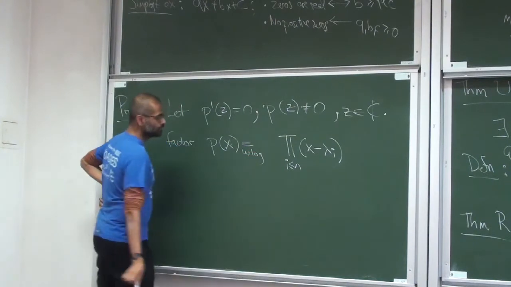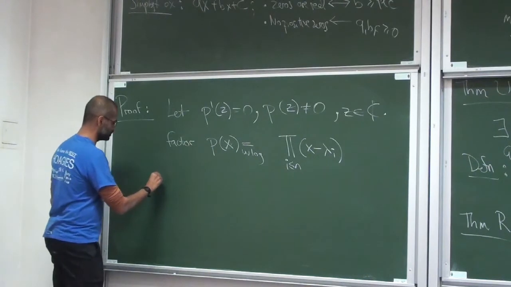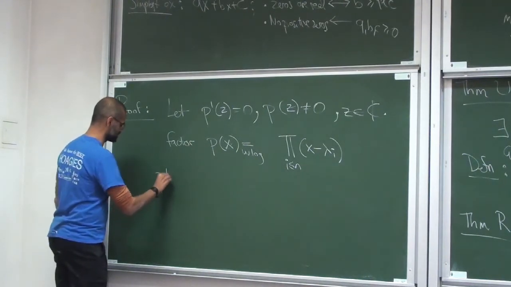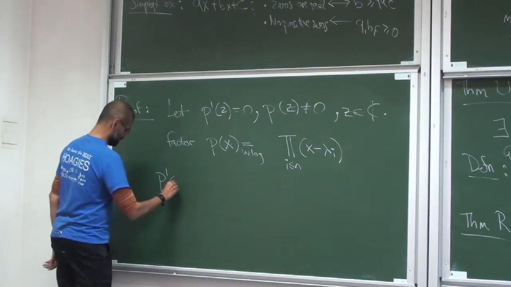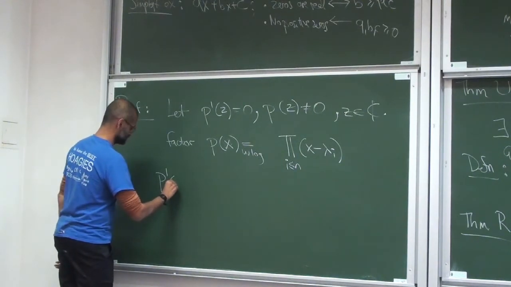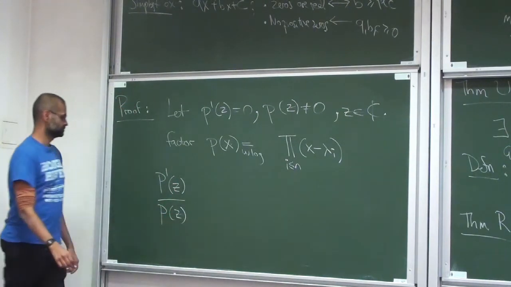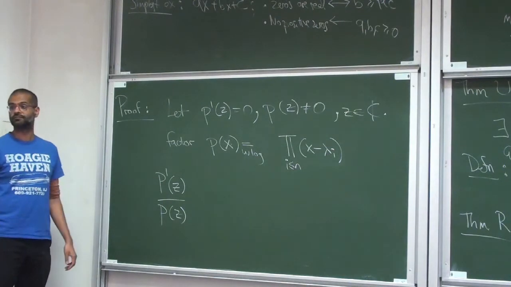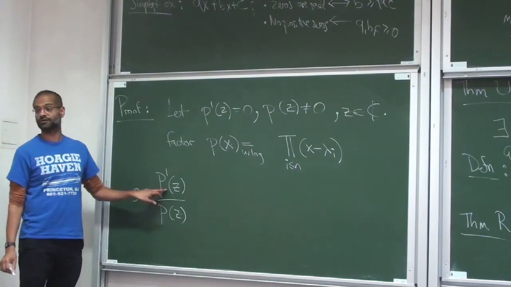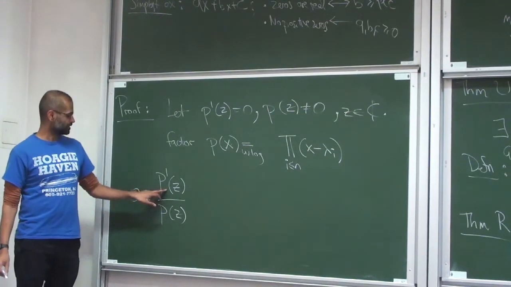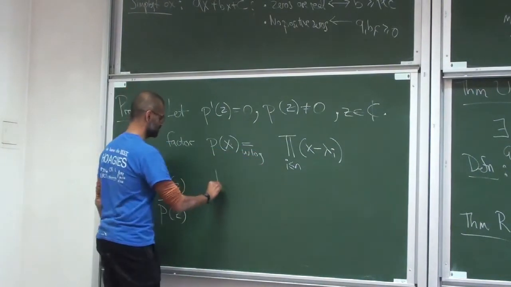So now, what am I going to do? I'm going to look at this rational function, p prime of z over p of z. I'm going to look at this ratio. Here z is a specific point. On one hand, this is 0, because the denominator is not 0 and the numerator is 0. On the other hand, I factored this, so if I differentiate it, what do I get?